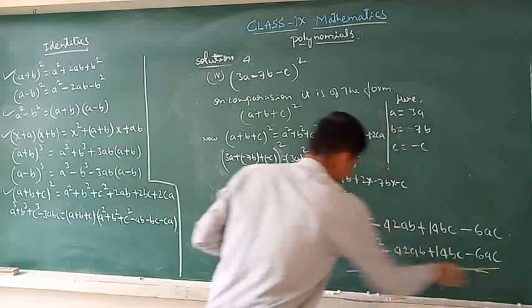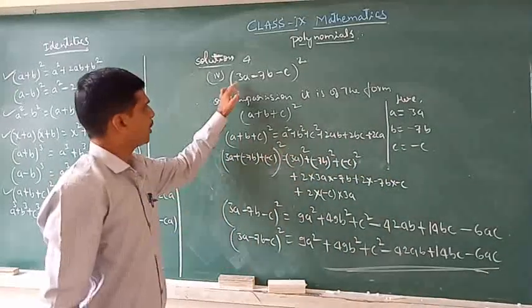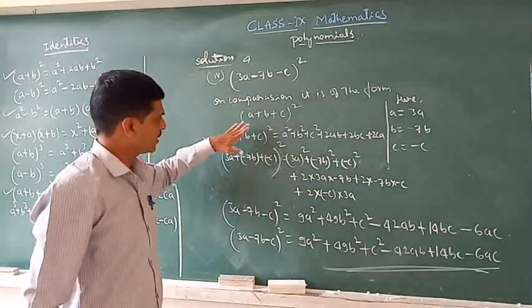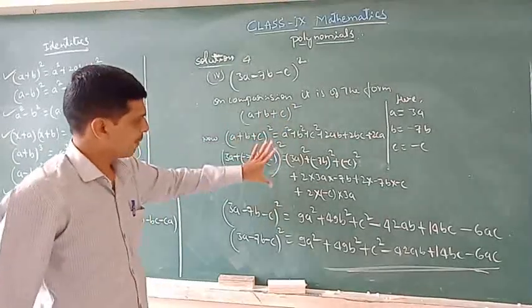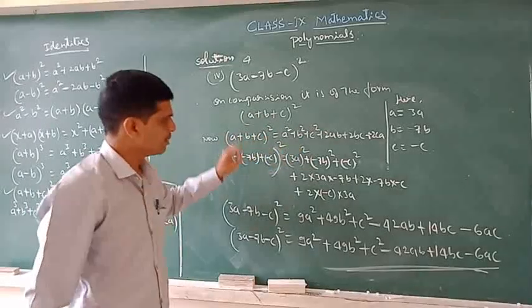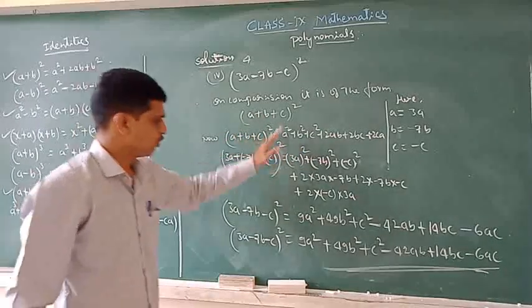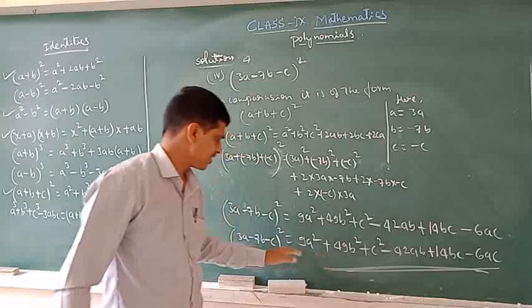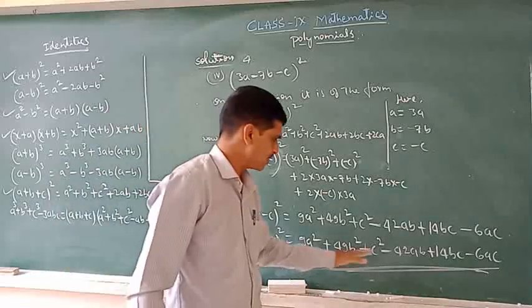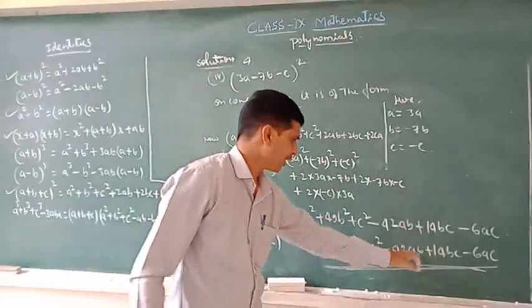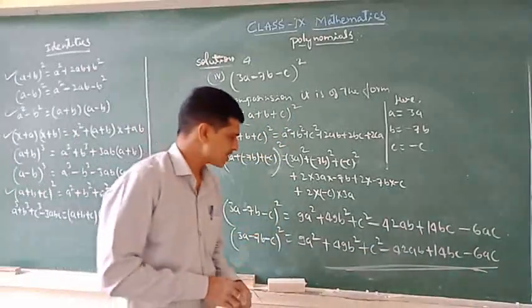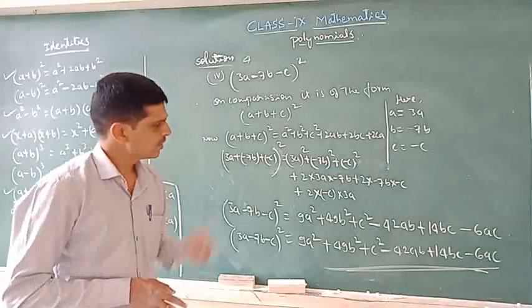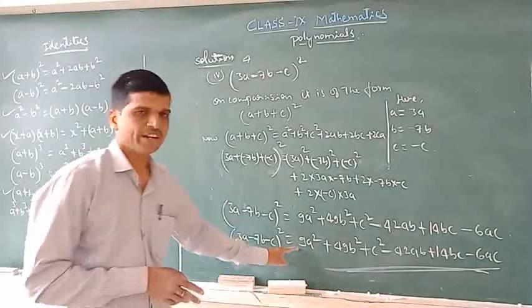So this is our required expanded form of the given polynomial, by using the suitable identity, that is (A + B + C) whole square. After substituting these A, B, C values in the identity, we get the answer: 9A square + 49B square + C square - 42AB + 14BC - 6AC. There are no common variables, so there is no need to simplify again. Write it directly. This is the final answer.